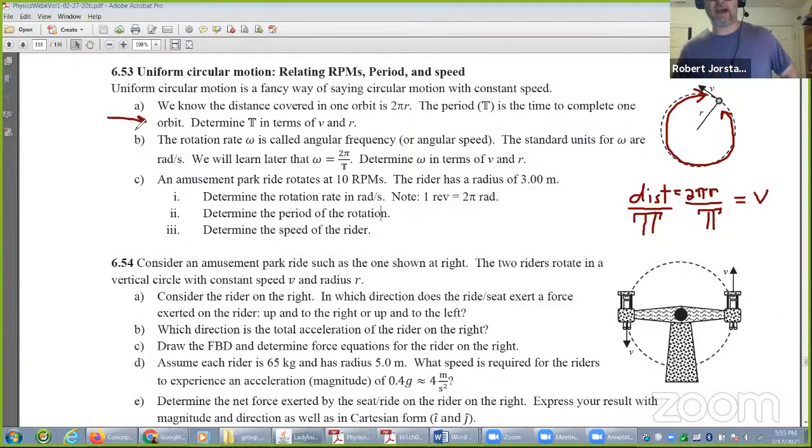So if you're wondering, how do I get the period? Well, solve this, and what do you get? 2 pi r over v, is that right? Correct. Okay, so there's the period.